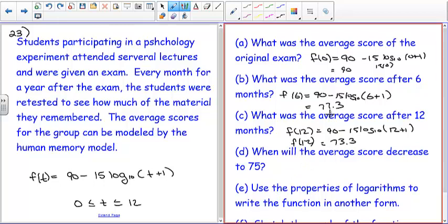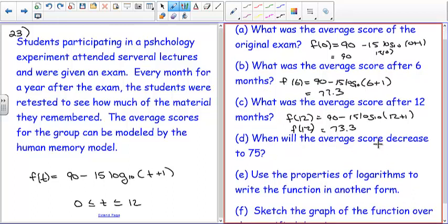What happens is after 12 months you forget a lot initially, and then as time goes along you forget less, until some certain amount that you retain. So you can see from 0 to 6 months our score dropped almost 13 points, but from 6 months to 12 months it only dropped 4 additional points. So it says, when will the average score decrease to 75?